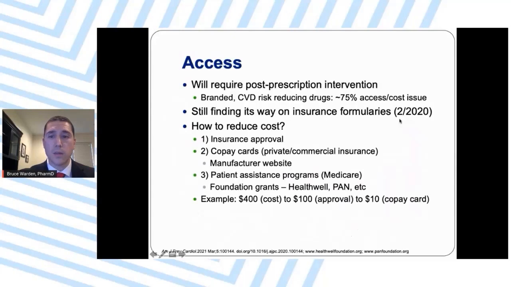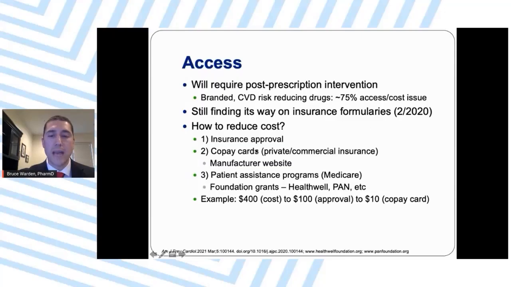As it recently was approved in February of last year, it's still trying to find its footing on the insurance formulary platform. And then when I'm looking to reduce costs, there's kind of a three-prong approach that I recommend. First, and the biggest, is making sure you get insurance approval. That's going to be the biggest reduction in costs. So in this example here, the drug will say it's $400 per month. With the insurance approval, now you've dropped that down to say $100 per month copay.